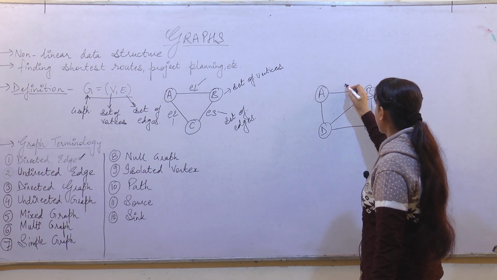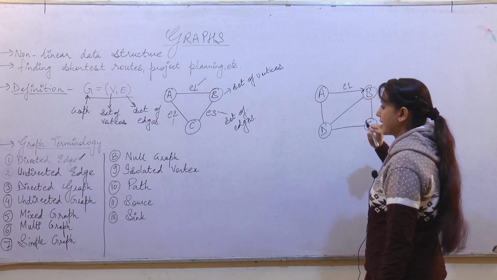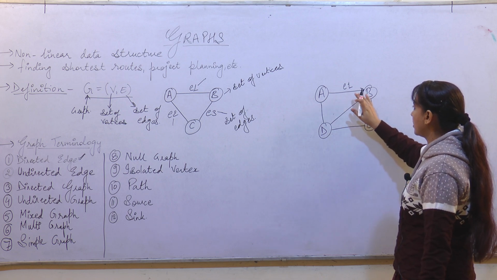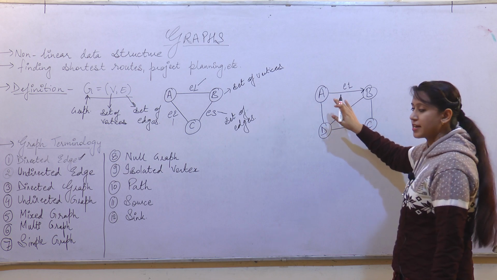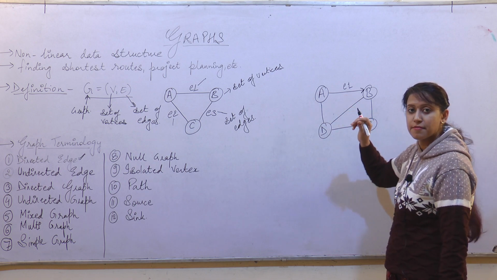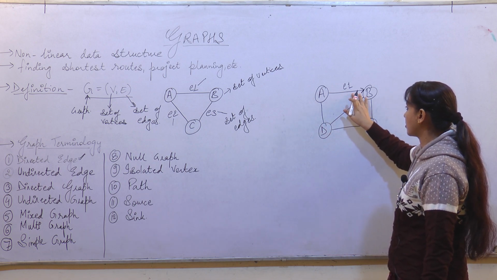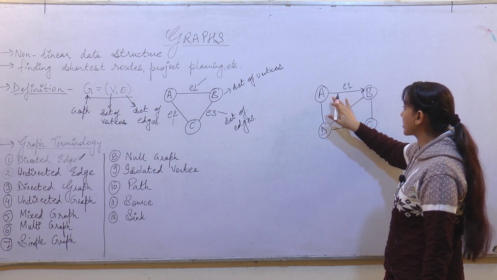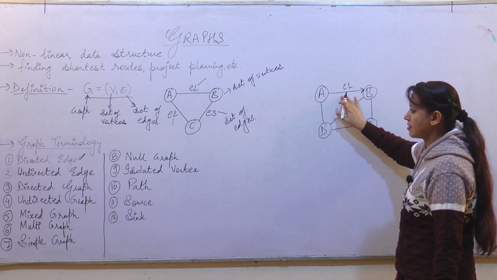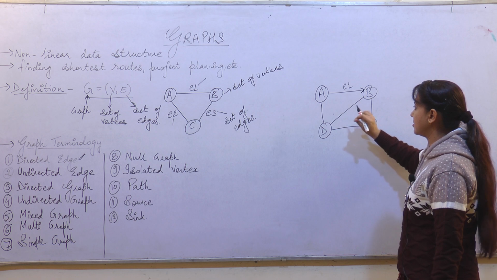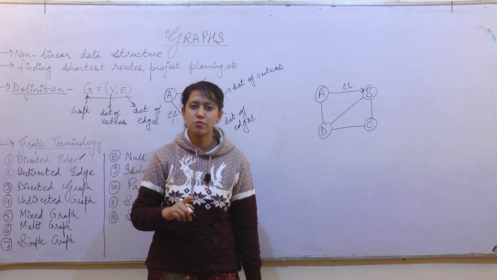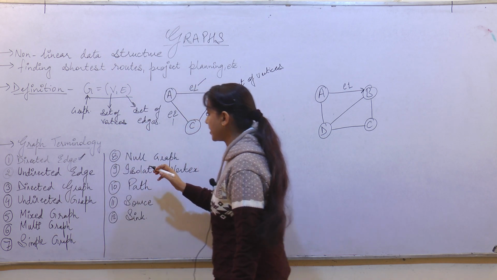So here edge E1 is the directed edge, all other edges are undirected edge. Because the edge that is connecting the node A to B, here we can understand by the direction of the edge that A is connected to B through the edge E1. So this is the meaning of directed edge, that when we have a proper direction of edge from one node to another node is known as the directed edge.